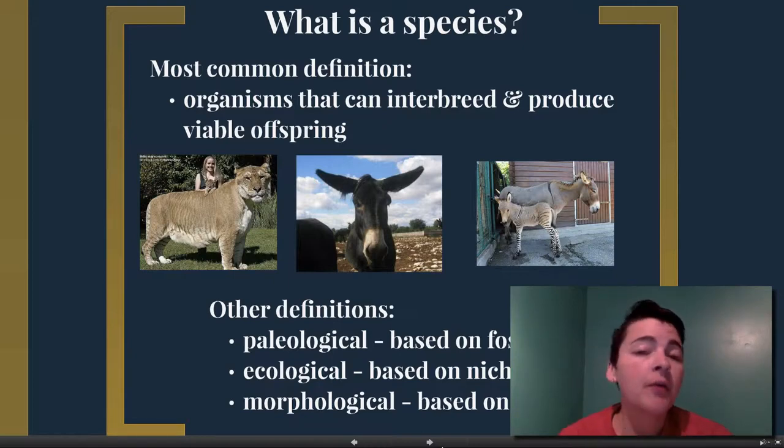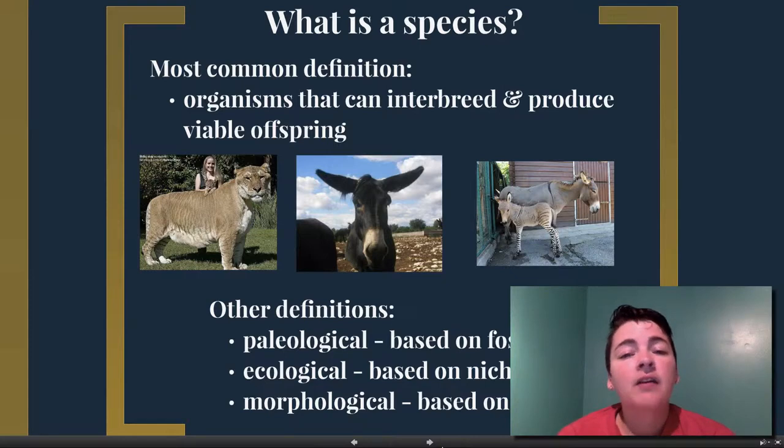Mules can only be produced when you cross a male donkey with a female horse. A liger can only be produced by crossing a male lion and a female tiger. The other picture I have here is of a zonkey, which is a cross between a donkey and a zebra. Zonkeys, mules, and ligers can only be made with that cross.